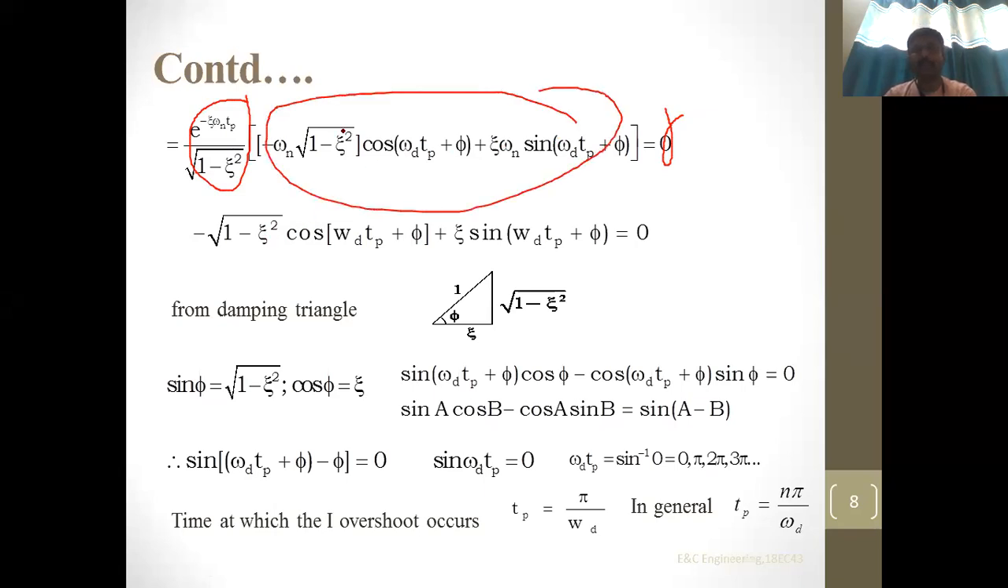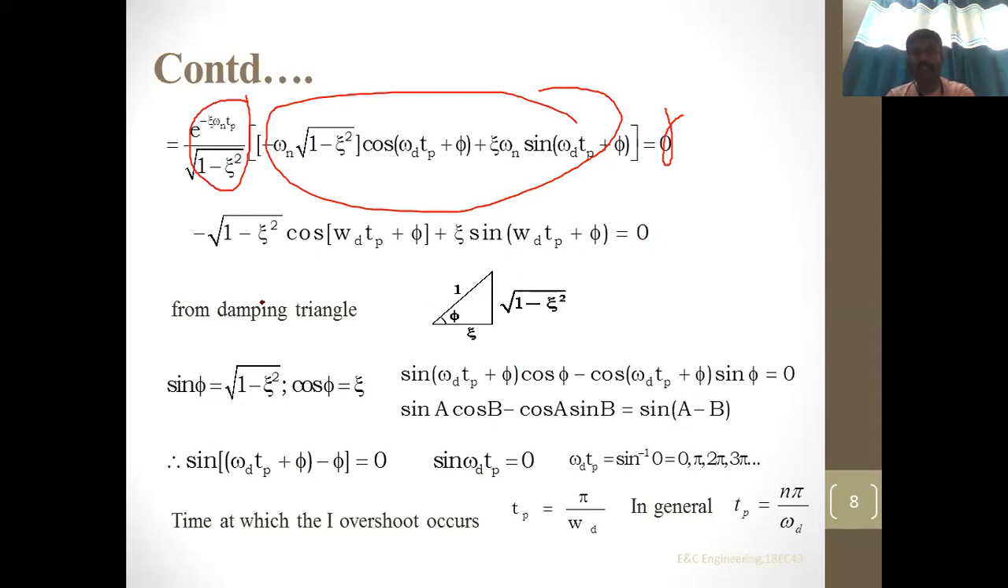Thereby root of 1 minus ξ square into cos of omega d tp plus theta, plus ξ sine of omega d tp plus theta, after taking omega n common. Is it okay? Right? Left out is ξ sine omega d tp plus theta.